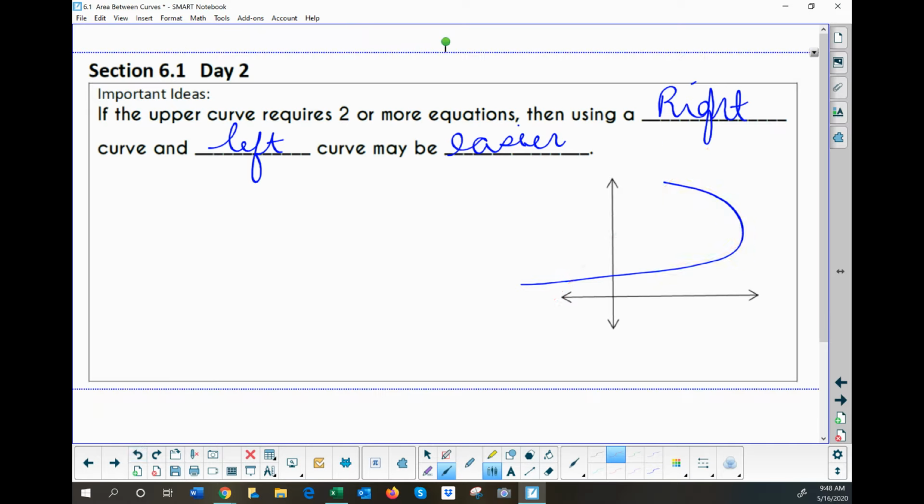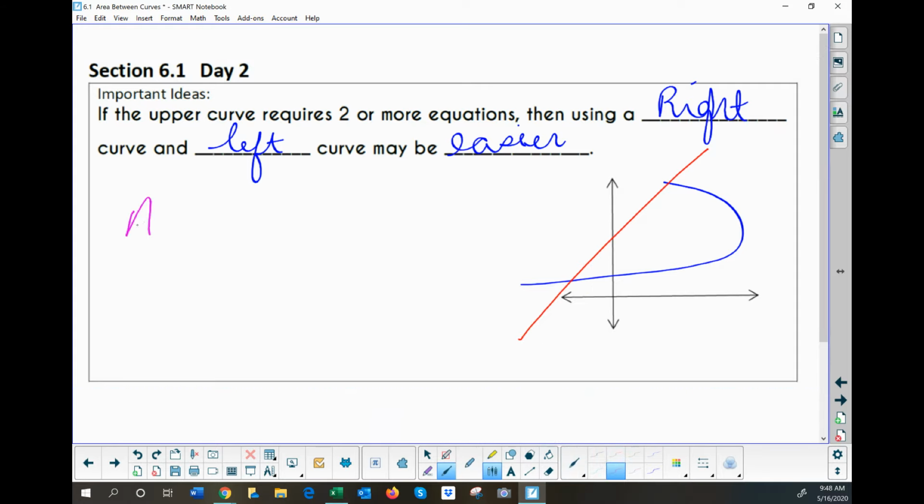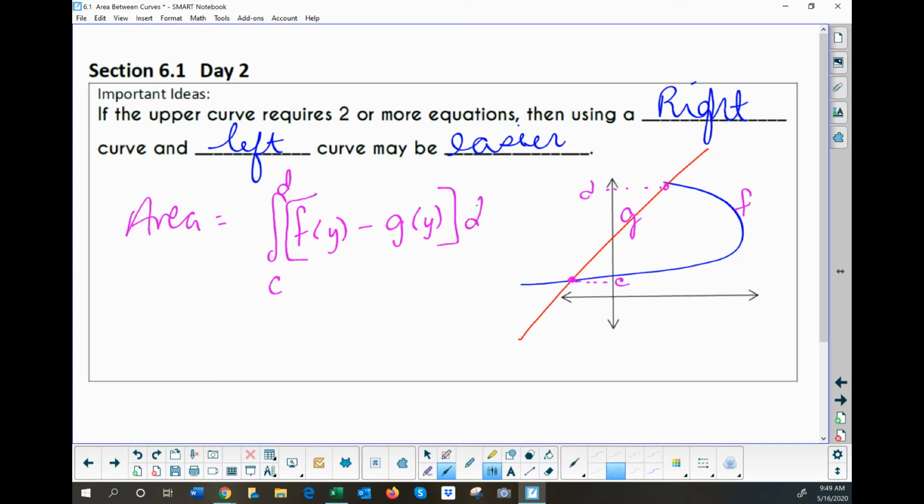Then I have blue curve minus red curve. And let's just rewrite this equation in here. The area is equal to the integral from c to d, that c value being the height, and the d value being the height of those y values. So these are in y's, and then I want my f curve minus my g curve. And these are going to be in terms of y, so f of y minus g of y dy.